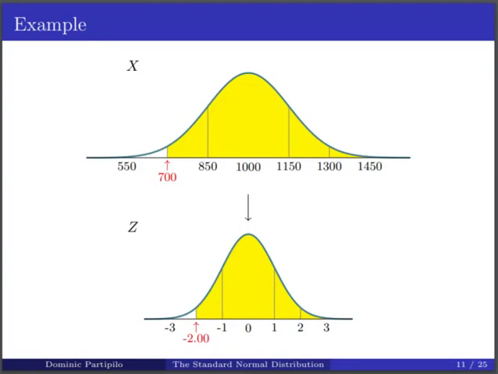So what happens again when we're standardizing, we're taking this value and we're determining how many standard deviations above or below the mean it is. And it turns out that since we have a z value of negative 2, it means that this value 700 is 2 standard deviations below the mean. And since we know a lot about how to calculate the probabilities using z, we can determine the area of this yellow region that we're interested in using the table.